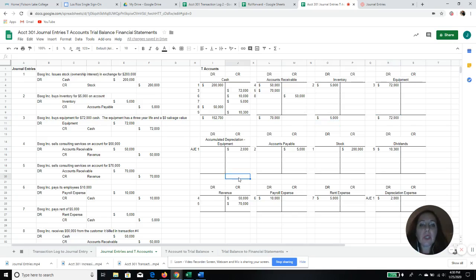When we get to accumulated depreciation, it has a credit balance. So instead of putting the balance on the left side under the debit balance, I'm going to put it on the right side under credit. Sorry, I got that all mixed up. Let me say that again. Because the balance is on the credit side, we're going to put the total on the right side under credit. We'll do the same thing for accounts payable, stock, dividends. I'm just adding these up, and depending on if I have an ending debit or credit balance determines if I put the total on the right-hand side or the left-hand side.